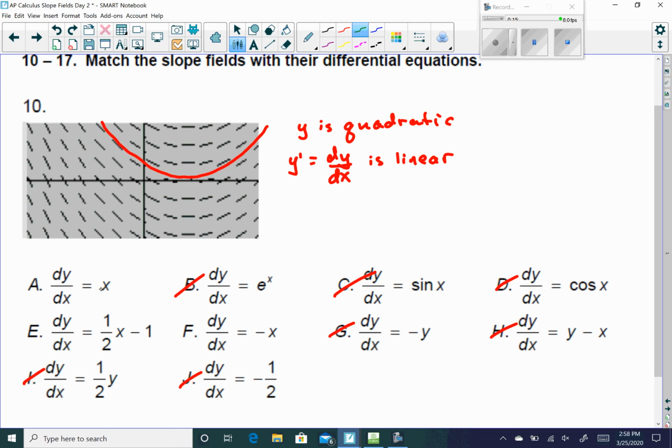So dy over dx is equal to x. Well, if x is 0, dy over dx would equal 0, and we definitely don't have that there. Same thing for f. So here it would make sense. Our correct answer is going to be E.